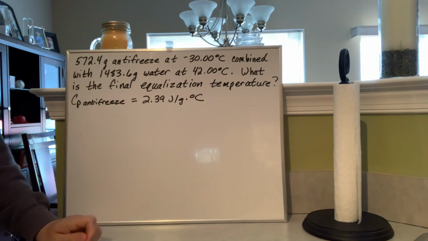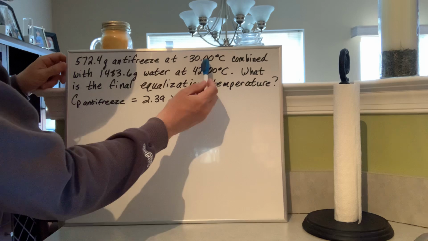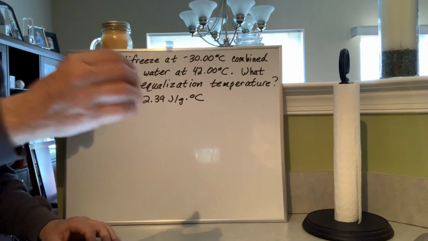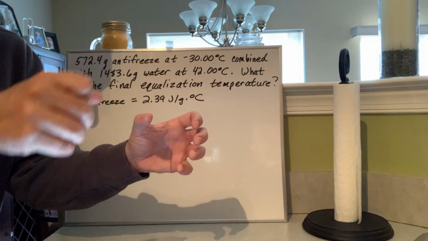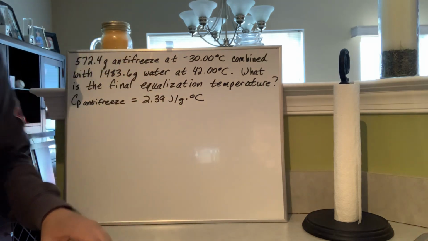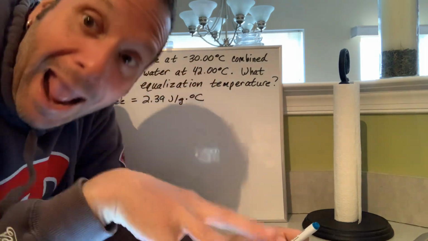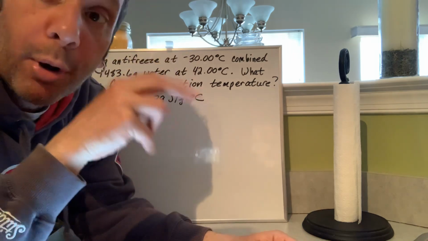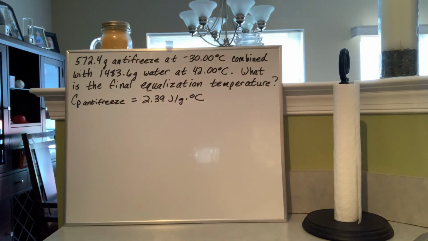So let's see what we do know. I've got T1 for the antifreeze. I have this antifreeze at negative 30, and then this cup of water at 42, and I pour them together. In the last two problems, we said the temperatures equalize at T2 for both things. But I don't have that equalization temperature. I'm trying to find it.